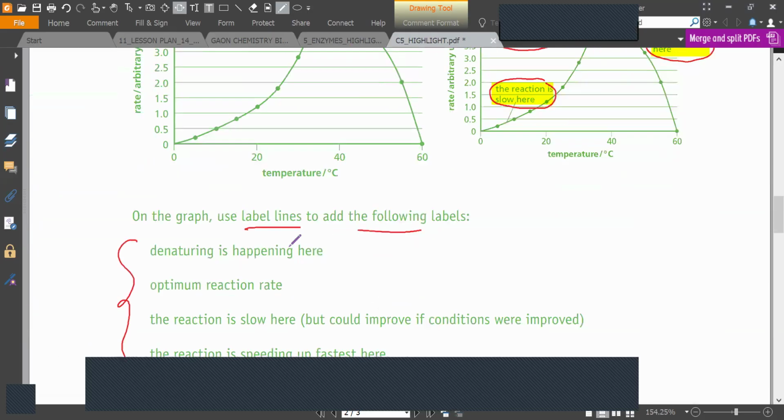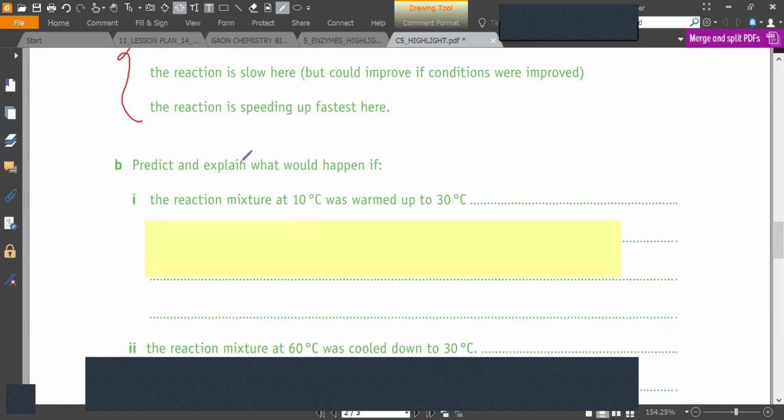Okay, next. Predict and explain what happens if the reaction mixture at 10 degrees Celsius is warmed up to 30 degrees. Okay, we know that.